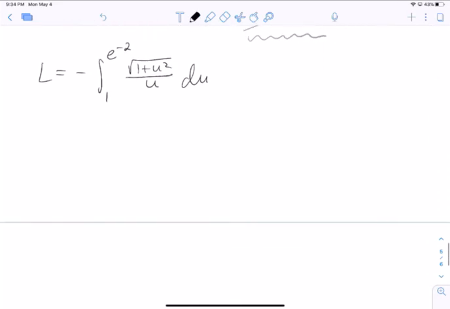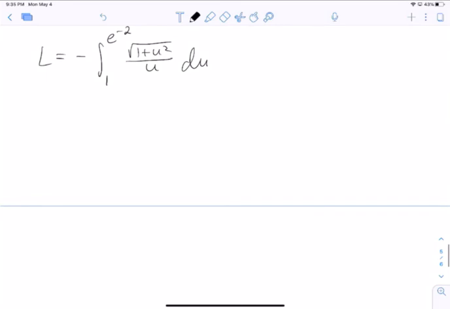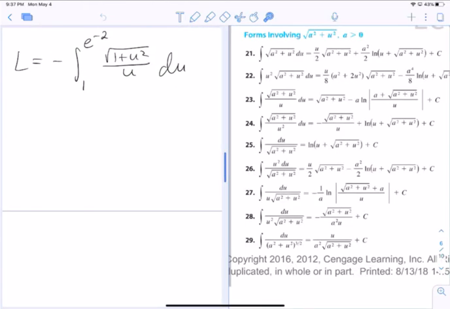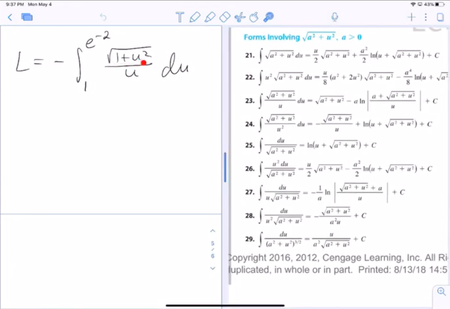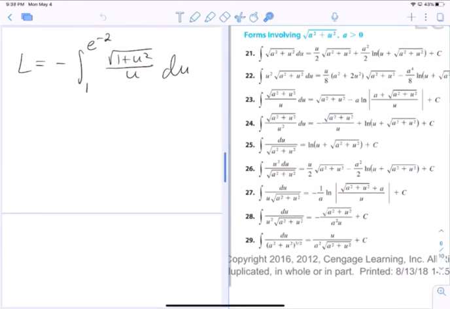All right, so I've rewritten that. And at this point, I'd like to remind you that we saw how to look up stuff like this in a table. So let's bring in that table. I have here in the reference pages forms involving the square root of a squared plus u squared, because that's what my radical looks like. And I see what we're looking for in number 23.